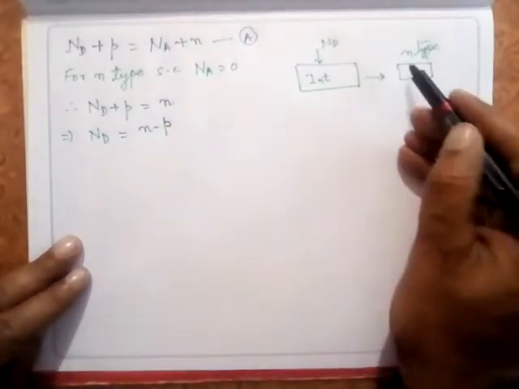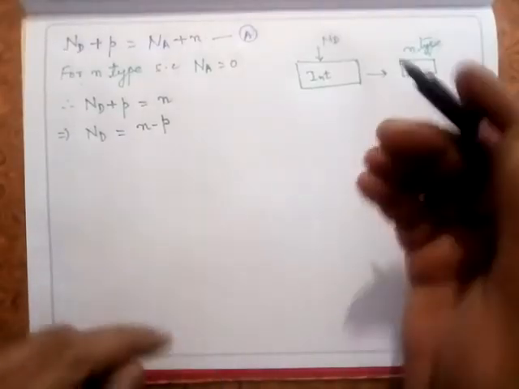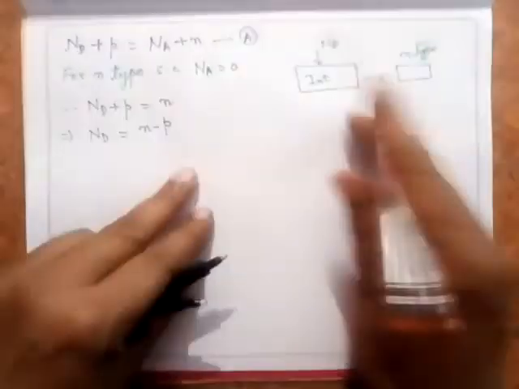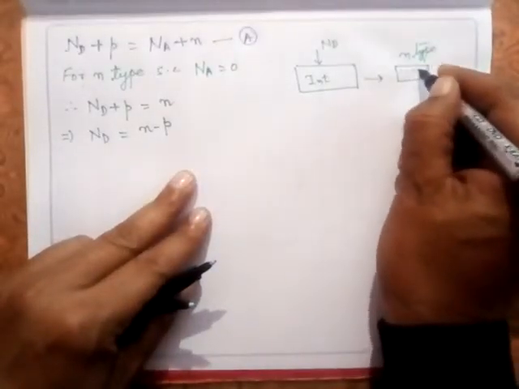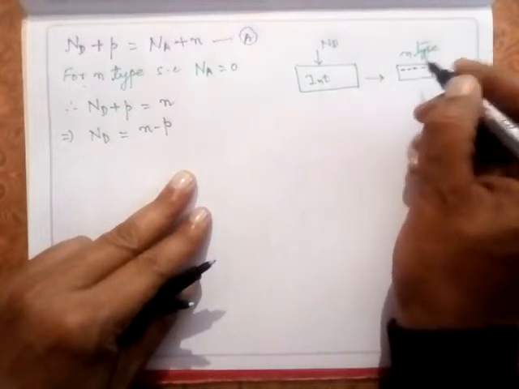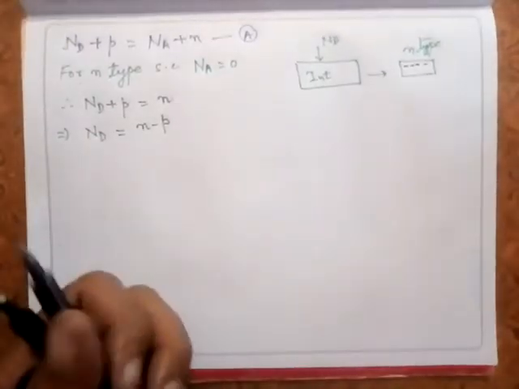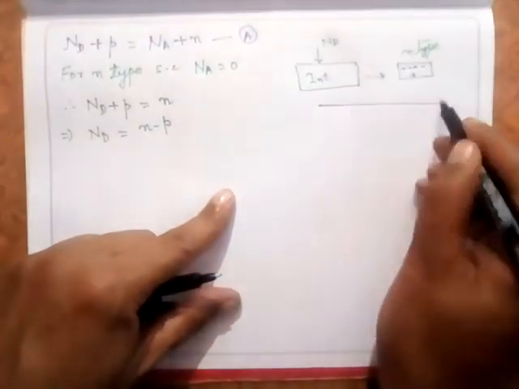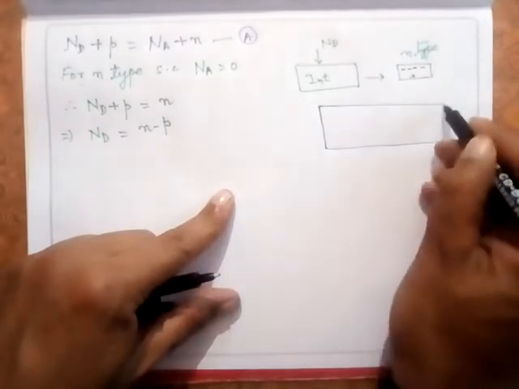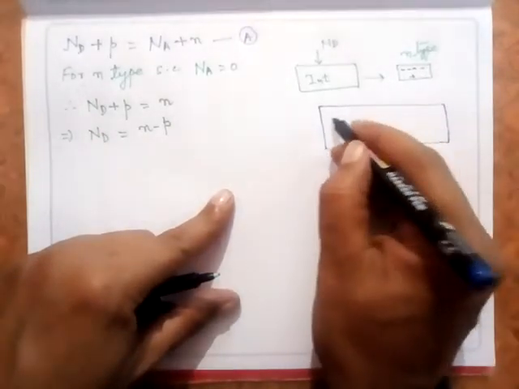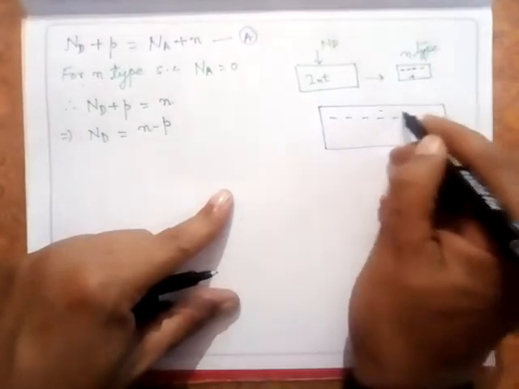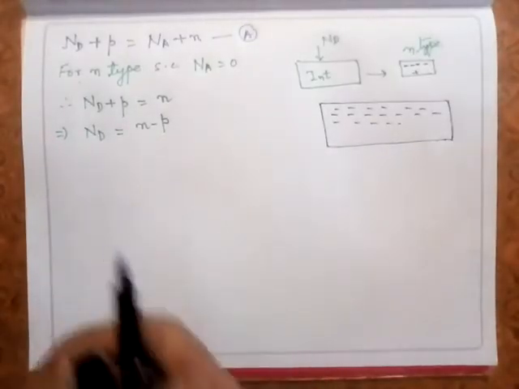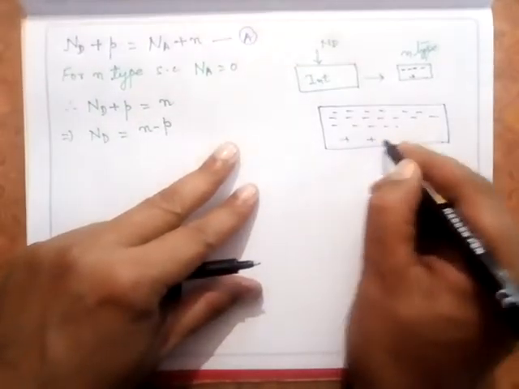Now, when this is made N type, it is very clear that the electrons are far greater in number. These electrons are far greater in number as compared to holes. Let me make a bigger figure. This is what it is. These electrons are in majority and the holes are the minority charge carriers. These are the holes.